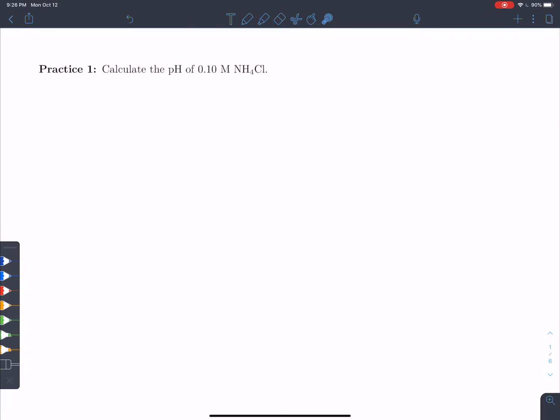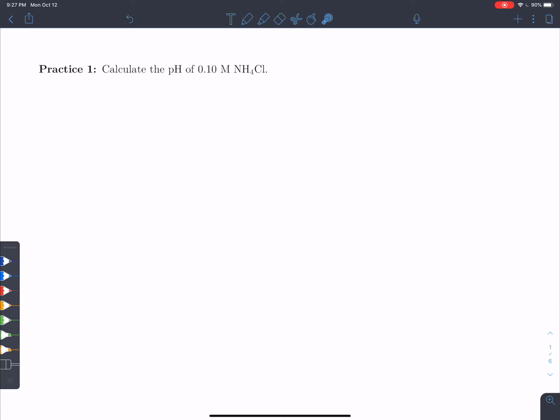So that brings us to practice question 1. Practice question 1 is asking us to calculate the pH of 0.10 molar ammonium chloride salt. Again, this salt is produced from a strong acid, HCl, and a weak base, ammonia, and that will result in an acidic salt solution.